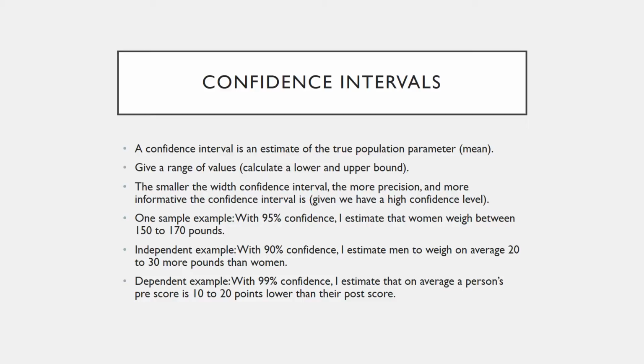So, as a review, a confidence interval is an estimate of the true population parameter. The parameter can be a mean or it can be a proportion, but we're going to focus on means in this class. And it could be the difference in means or the mean of different scores, whatever you're talking about. And we give a range of values, so we create a lower and upper bound, and we say it's likely that our population parameter is between those two values. So the smaller the width of the confidence interval, the more precision we have, and the more informative the confidence interval is, given that we have a high confidence level.